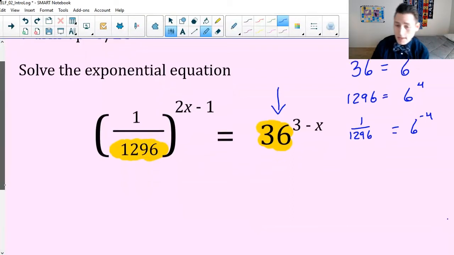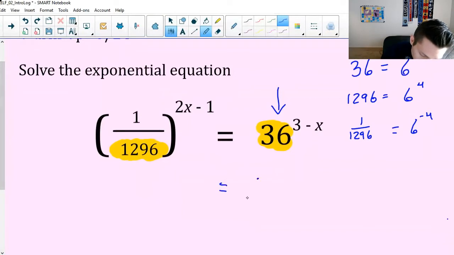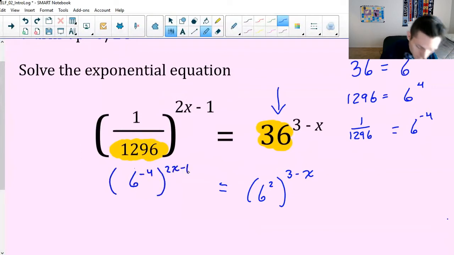So now that I know these, I'm going to go ahead and rewrite my equation so that it's written with these bases of 6. So instead of 36, I write 6 squared. Instead of 1 over 1,296, I write 6 to the negative 4th. Wonderful.